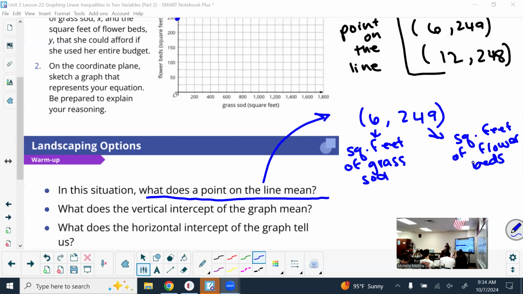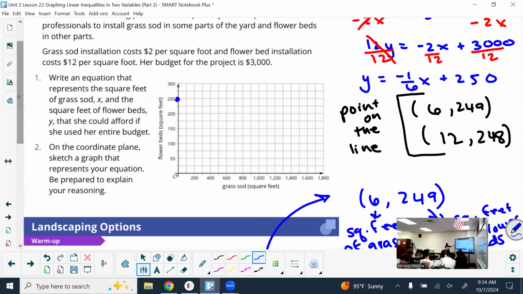Now, what does the vertical intercept mean? Vertical is just another way to say y-axis, right? So looking at our y-axis, we were able to at least plot that one. Table 3, can you tell me what my vertical intercept tells us?